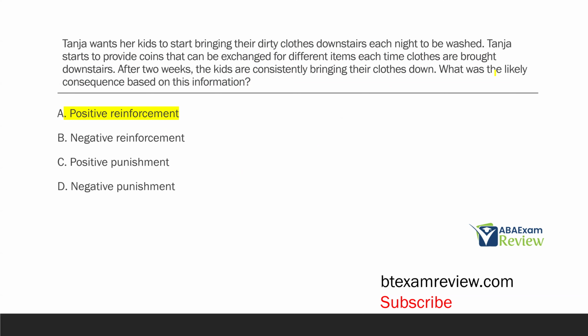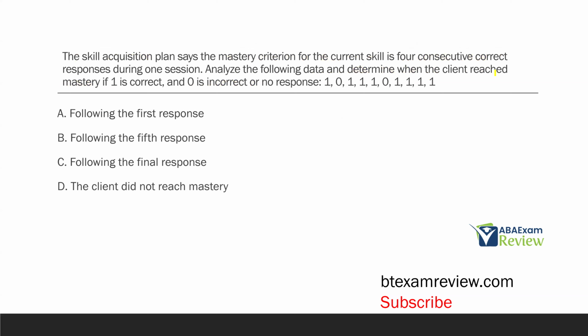It was A, positive reinforcement. The skill acquisition plan says the mastery criterion for the current skill is 4 consecutive correct responses during one session. Analyze the following data and determine when the client reached mastery if 1 is correct and 0 is incorrect or no response. So pretty straightforward data analysis question, not too complicated. Don't overthink this one. What are we trying to accomplish? Well, the mastery criterion: 4 consecutive correct responses during one session.